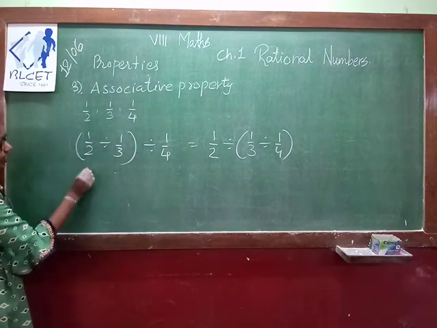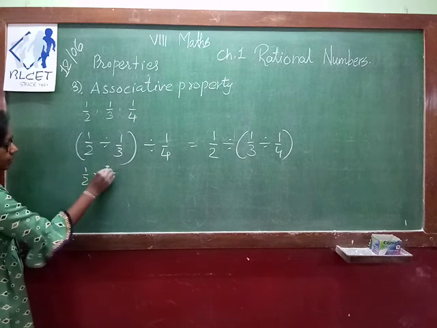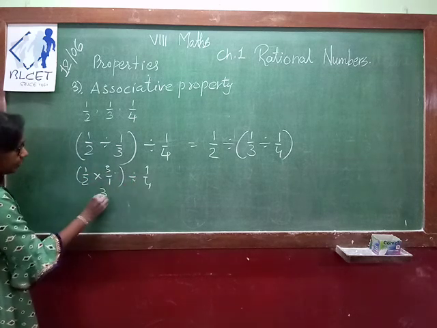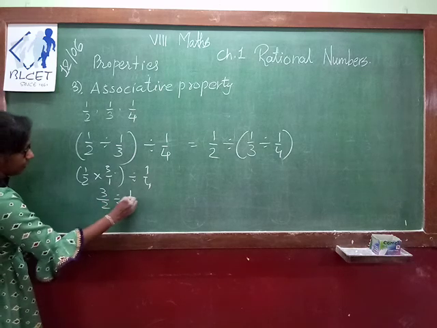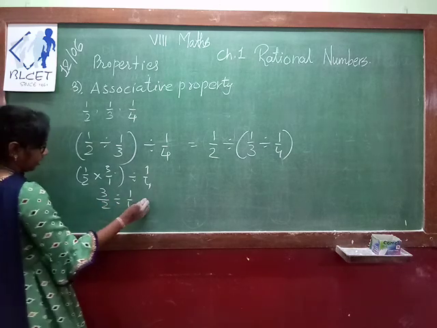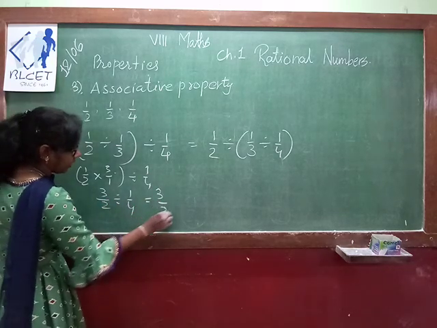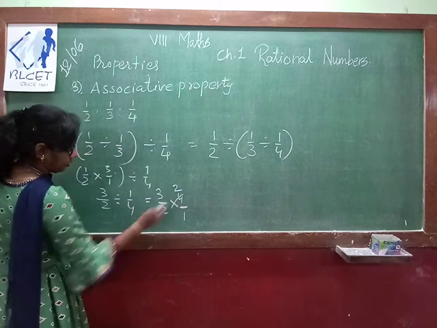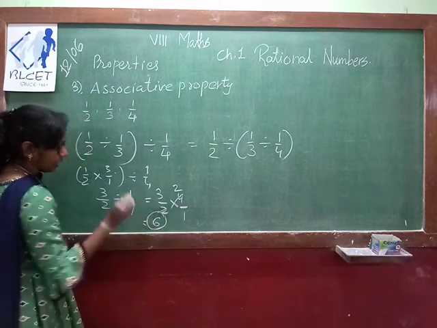So here what are we getting? 1/2 into 3/1, divided by 1/4. So here we are getting 3/2 divided by 1/4. Division, we convert that into multiplication. So 3/2 into 4/1. 2 2 is 4, so what is the answer? 3 2 is 6. 6 is our answer.